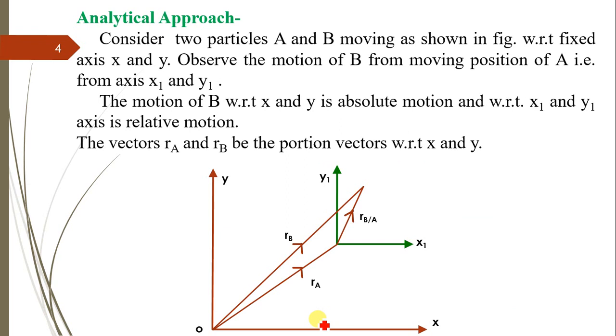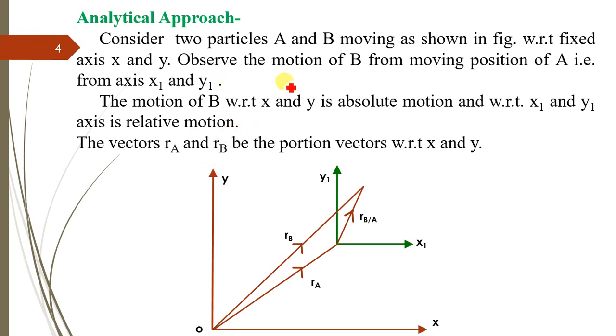Now the next is the analytical approach. Consider two particles A and B moving as shown in the figure with respect to the fixed axes x and y. So here two particles are there, A and B. This is particle A and this will be particle B, and both will be moving with some velocities with reference to the origin O along the x and y axes.